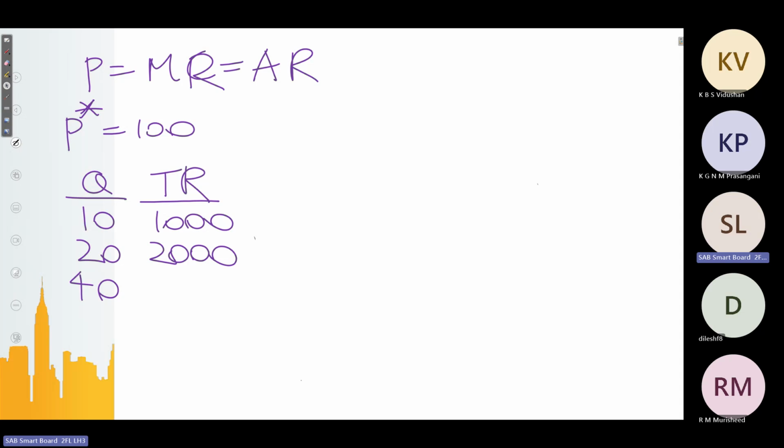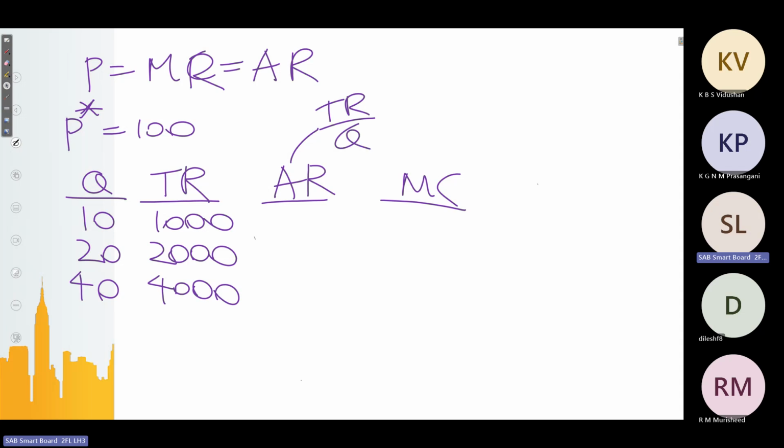Again, the firm sells 40 units. Total revenue will be 4,000. And calculate average revenue and marginal revenue. Average revenue is total revenue divided by Q. Marginal revenue is change in total revenue divided by change in Q.